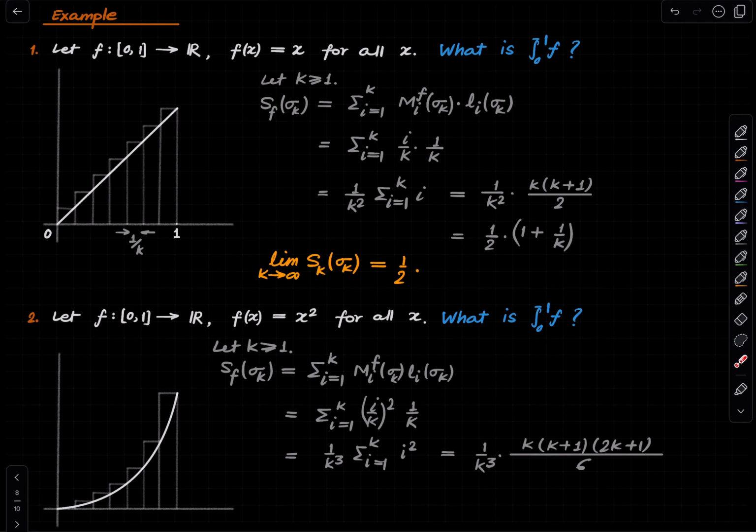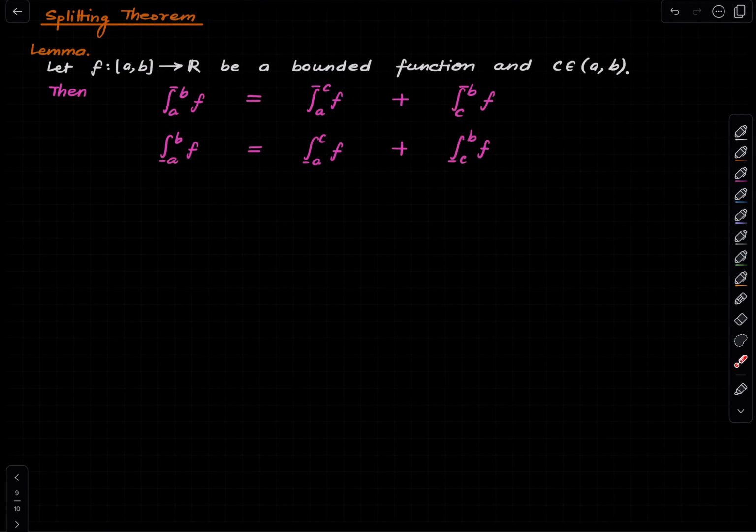So with that, I want to end this lecture, I think. No, I don't. There is another exercise that I want you to do. I've called it the splitting theorem. This does not have a name in literature. Fix any bounded function, fix a point C in the interior of the interval, meaning in the interior of the domain of the function. Then the upper integral of the function is, I have written two terms.